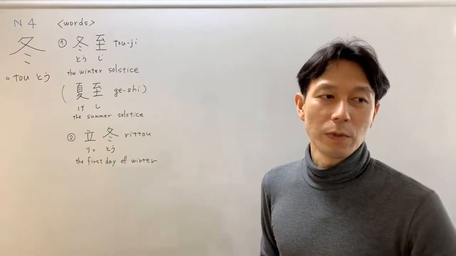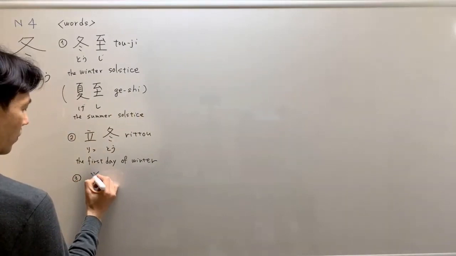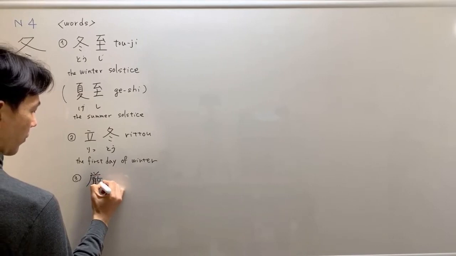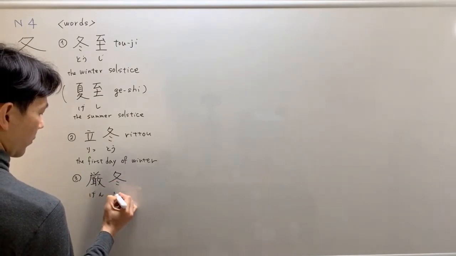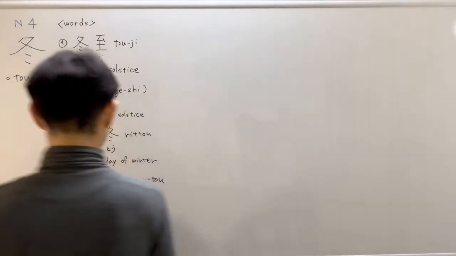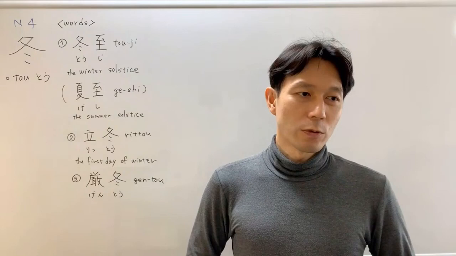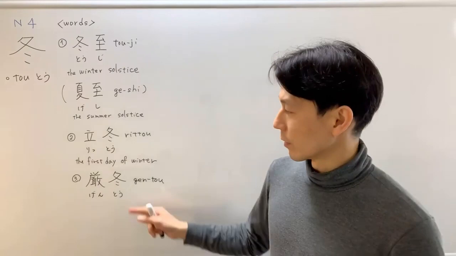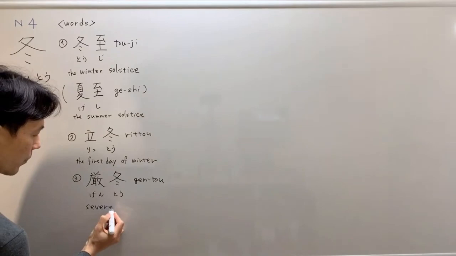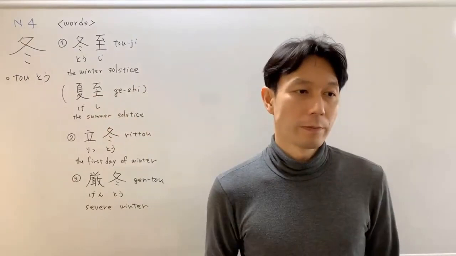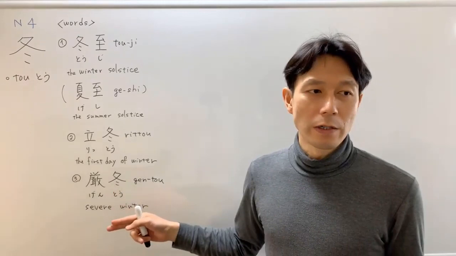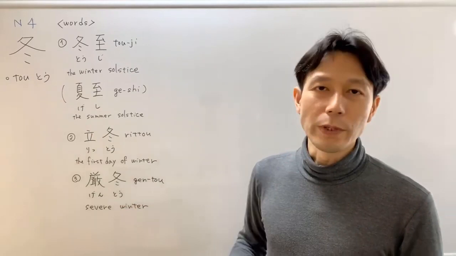Okay, and the next, number three. Gento, and gento means severe winter. Again, gen means hard or strict or severe, and to means winter. So gento means severe winter. And the next, number four.